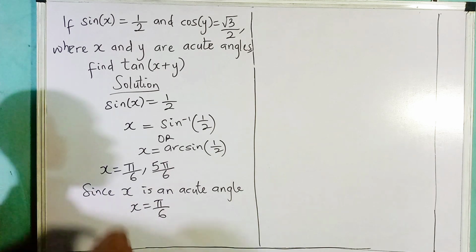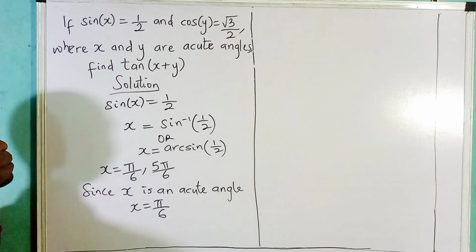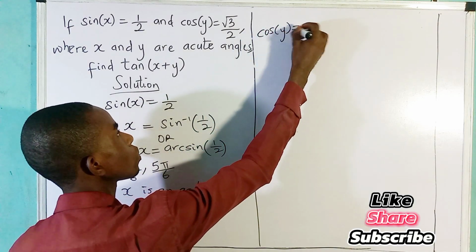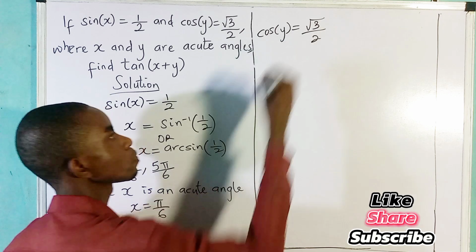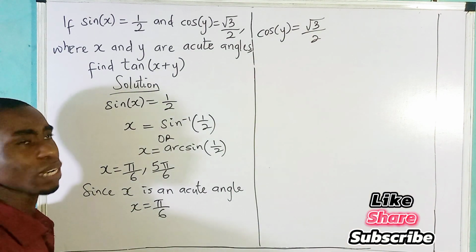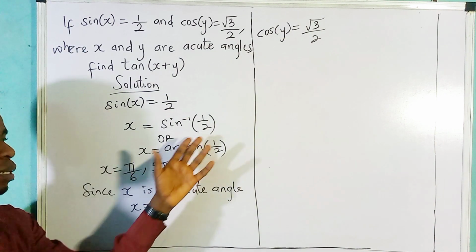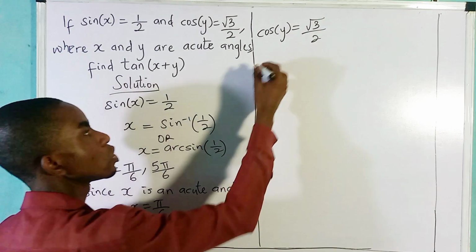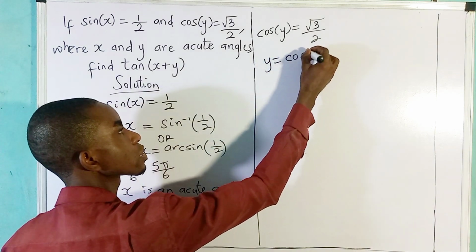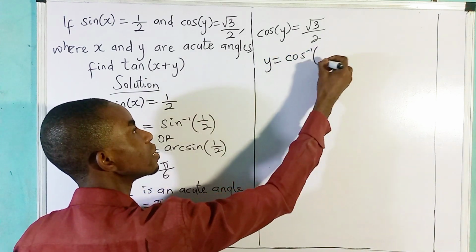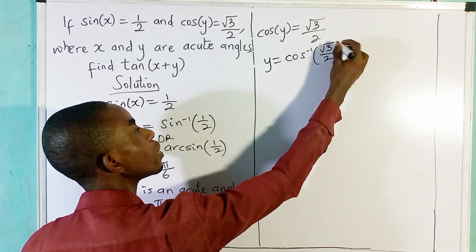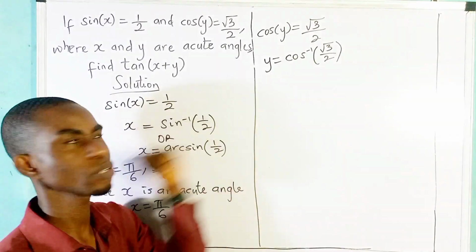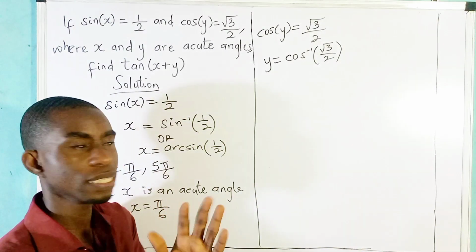Now let's work on the value of y. We're told that cos y equals the square root of 3 over 2. To get the value of y, the same thing, arc cos of both sides or cos inverse of both sides. So y should be equal to cos inverse of the square root of 3 over 2. And then when you do that, that should give you 30 degrees, which is also pi over 6.